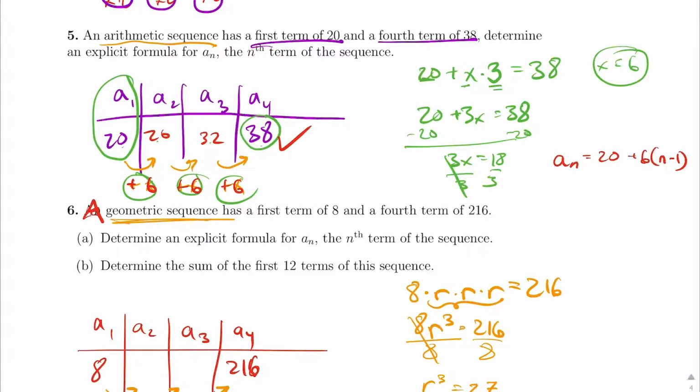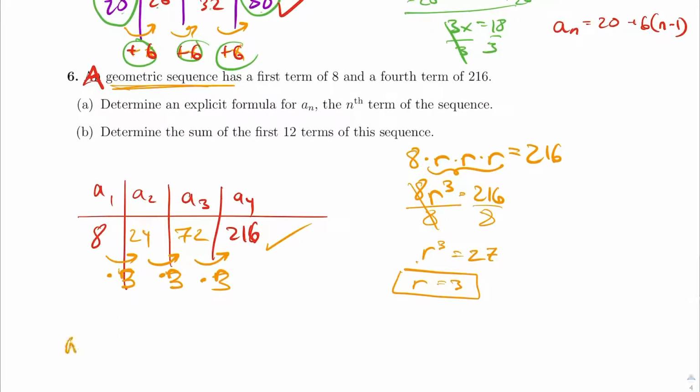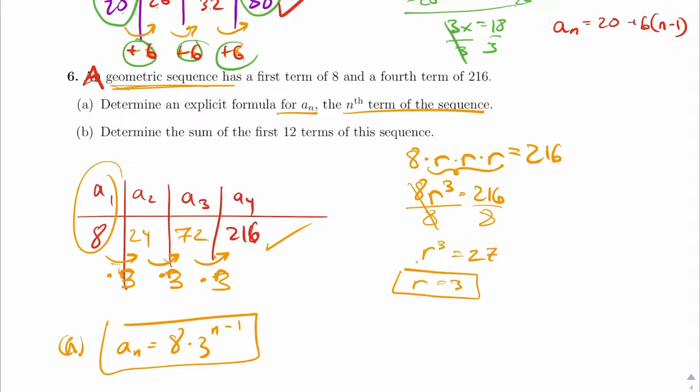So you can check it again, like we did before. 8 times 3 is 24. 24 times 3 is 72. 72 times 3 is 216. We want an explicit formula for a sub n, the nth term of the sequence. So a sub n is equal to start at 8 and multiply by 3 a bunch of times. In fact, one fewer than the number you're aiming for is the number of times.